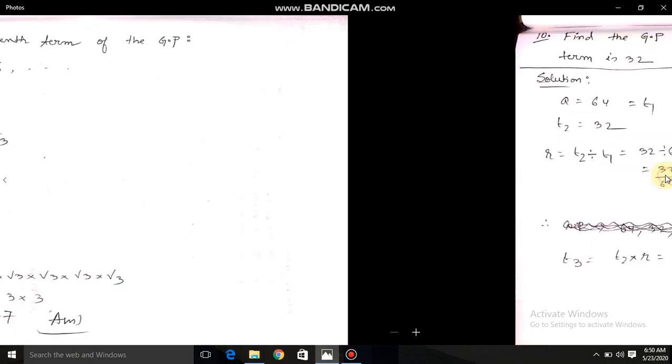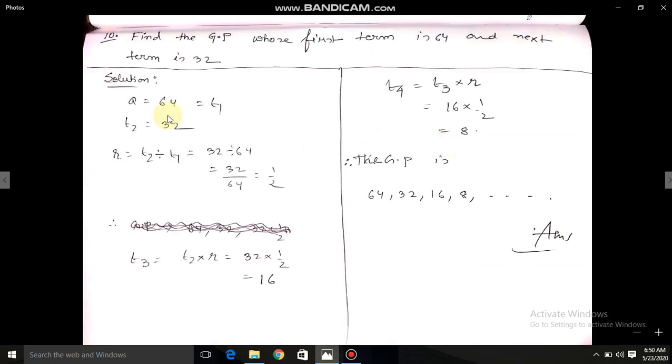Now let us move to the next sum, which is number 10. Question number 10 says find the GP whose first term is 64 and the next term is 32. So the first term is 64 and the second term is 32. So A is equals to 64 is equals to T1 and T2 is equals to 32. Now we need R. What is the value of R? R is equals to T2 divided by T1. So 32 divided by 64 is equals to 1 by 2. Now the question says find the GP.